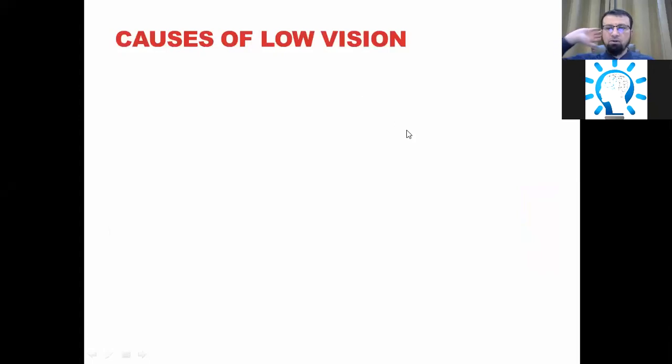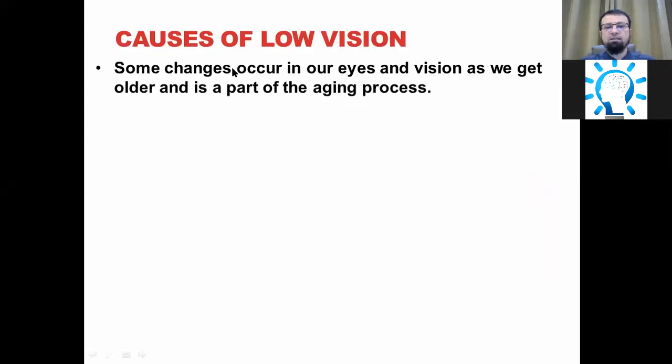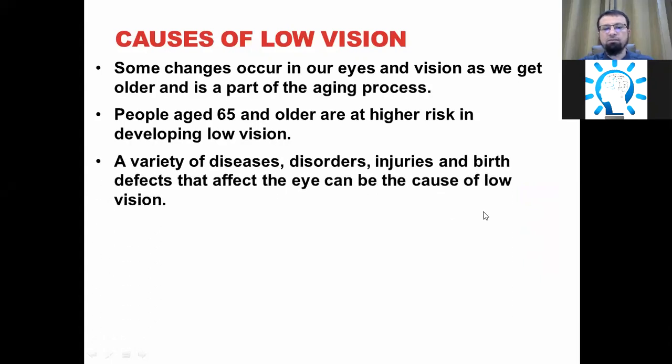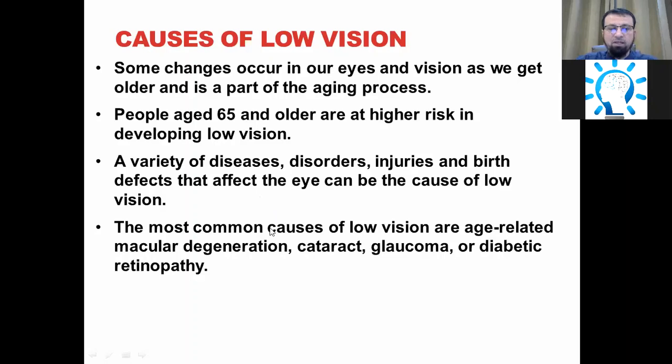Causes of low vision: the occipital lobe can cause low vision. What about the eye itself? Just to give you a brief, some changes occur in our eyes and vision as we get older, and it's part of the aging process. People more than 65 years old are at higher risk of developing low vision, and a variety of diseases, disorders, injuries and birth defects that affect the eye can be the cause. Not only old people; some children are born with a low vision problem, like a genetic condition in the vision.